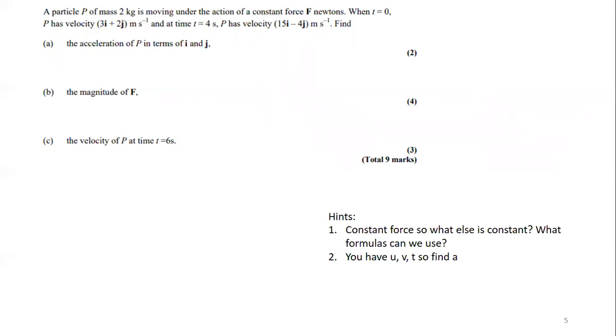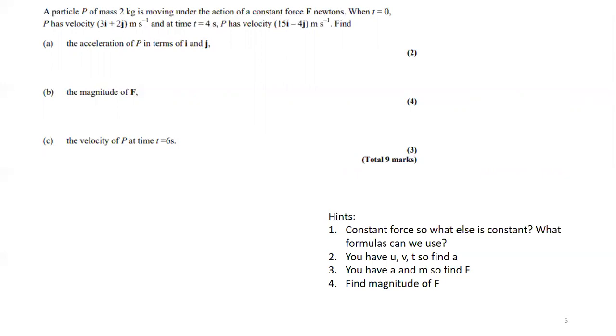Then we want the magnitude of F. Well, once you get the acceleration, you can use that with the mass to work out the force. So you can get the vector for the force, and then do the magnitude to get the magnitude of F. And that'll be part B done.